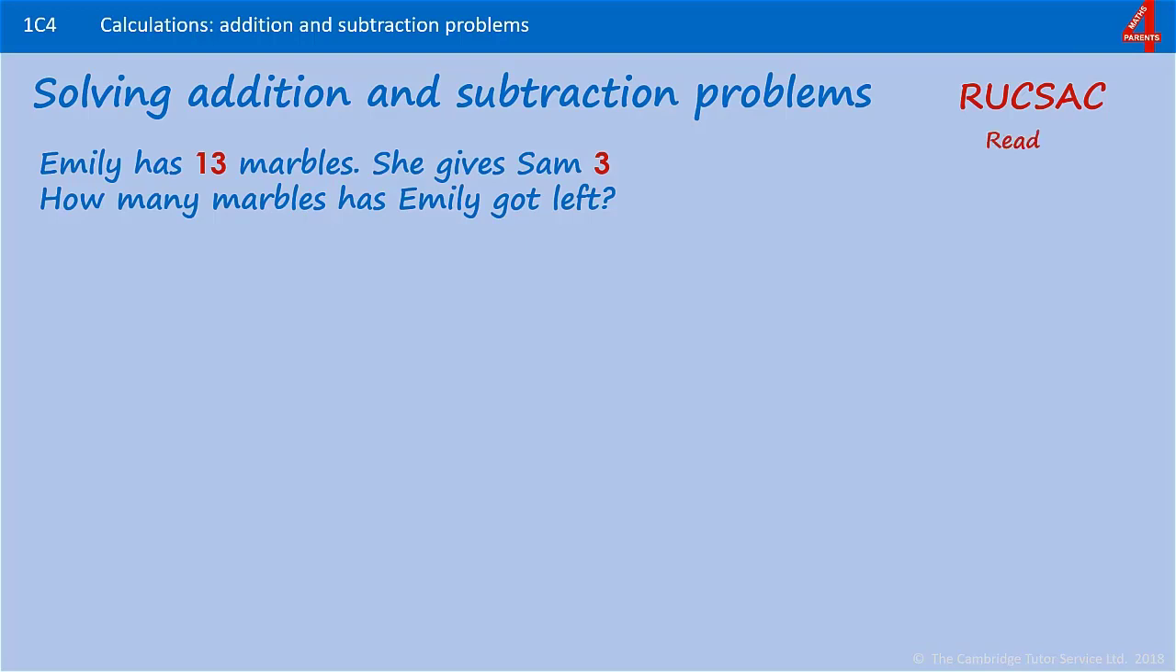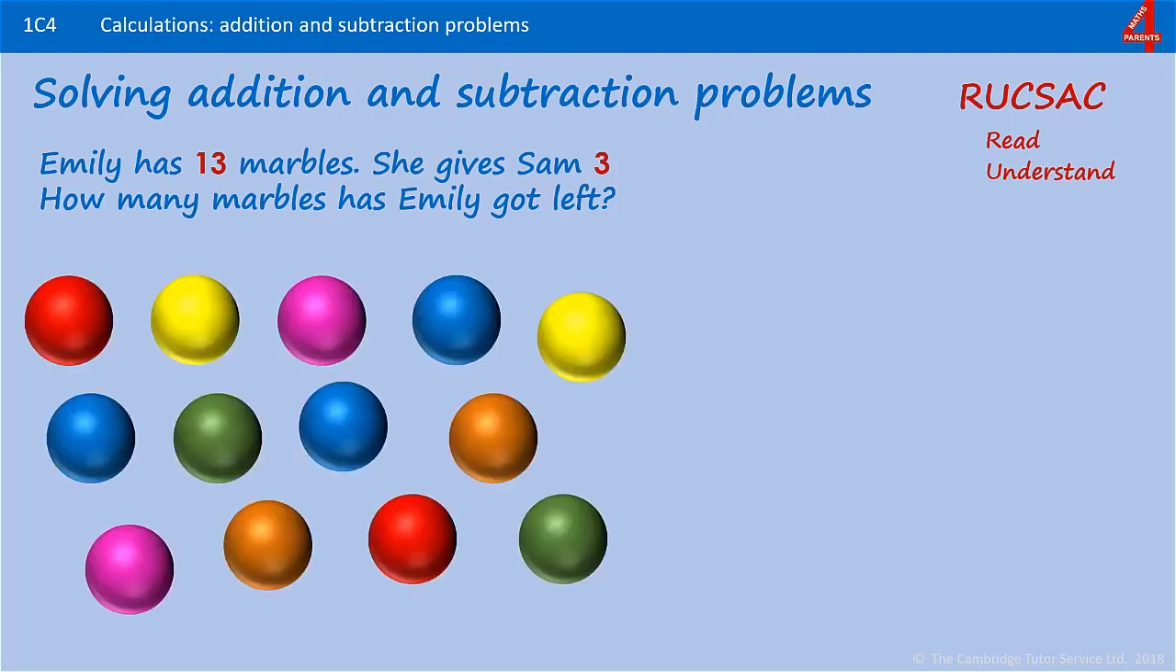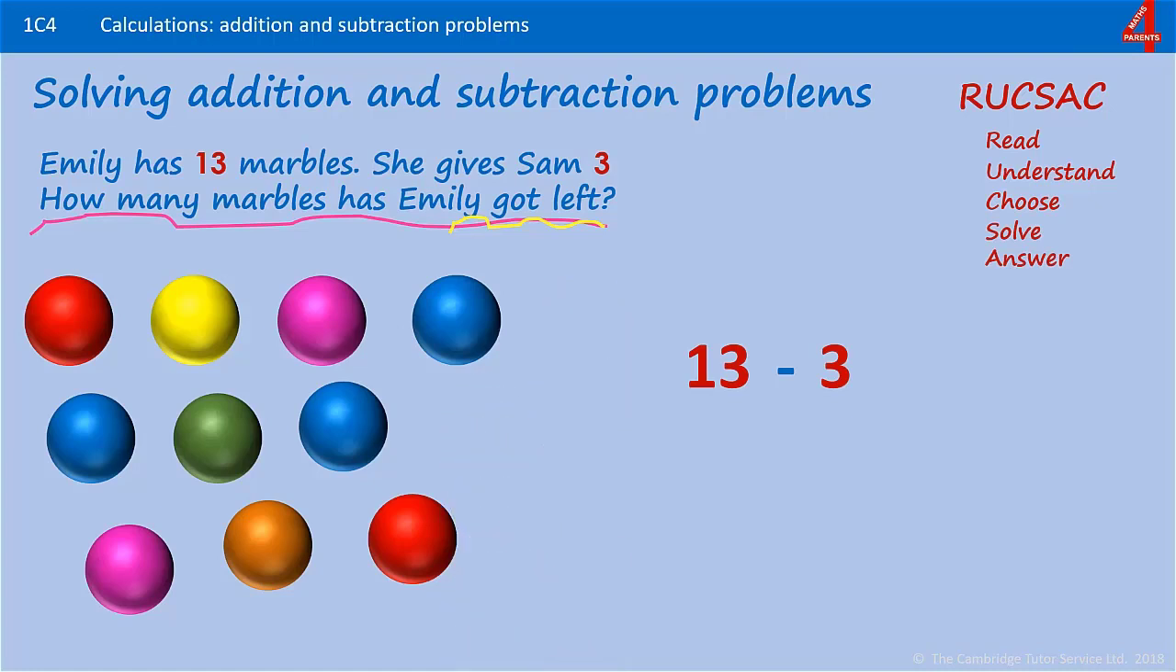Emily has 13 marbles. She gives Sam 3. How many marbles has Emily got left? Understand what this is asking you to do. How many has Emily got left? When we choose our calculation, the clue is how many she has left, which is telling us that this is a subtraction. She had 13 marbles, we're taking away 3. And we're going to answer the question. We take 3 marbles away from 13.